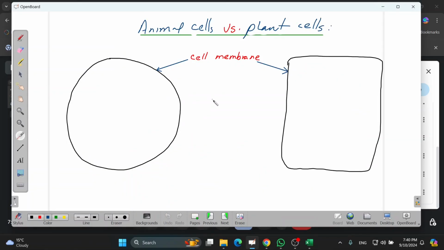Now, what else do they have in common? Animal cells and plant cells have a cell membrane, and what else do they have in common? They also have a nucleus. Look, let's say here this is the nucleus. Let's say this is the nucleus for the plant cell. What is inside the nucleus is DNA, chromosomes, with the genetic material. Right? Plant cells also have that. Let me not use the green color because I'm going to need it later on. So let's say these are chromosomes.